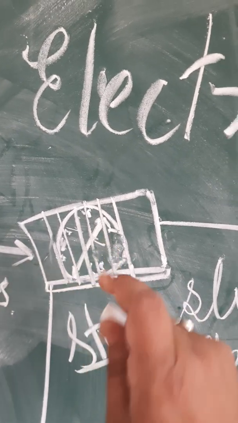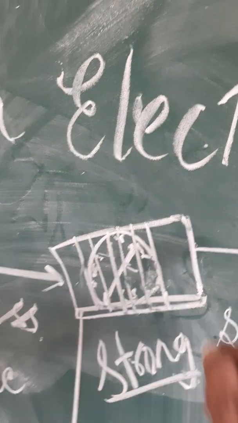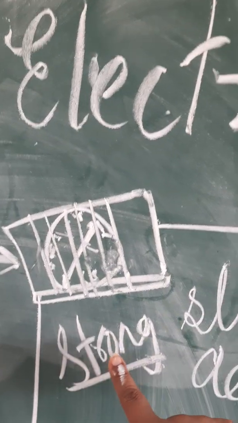If the deflection is slight, it means this is a weak liquid, the liquid which you are taking over here, where these two electrodes have been dipped. If the deflection is more, it means the liquid is strong.